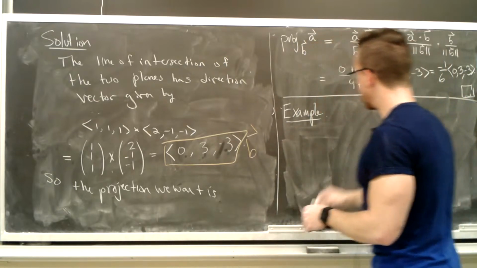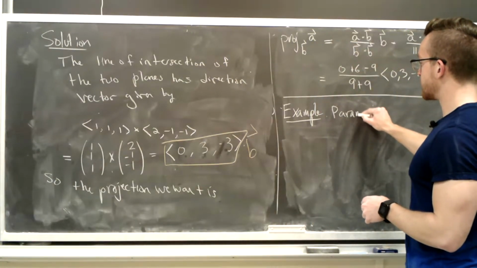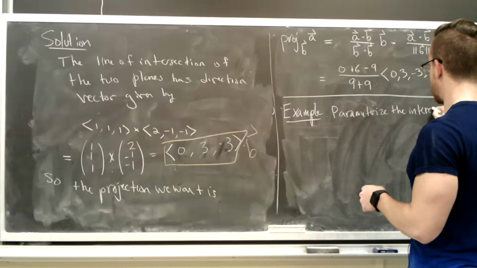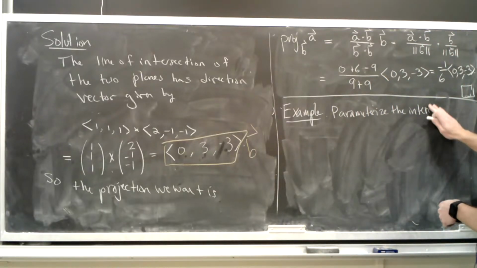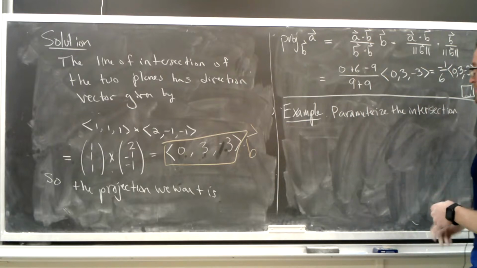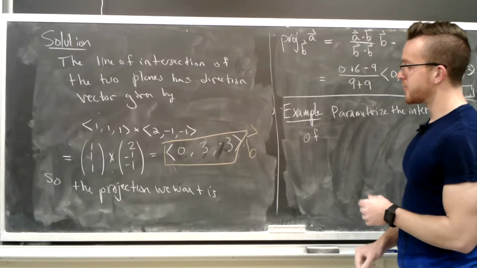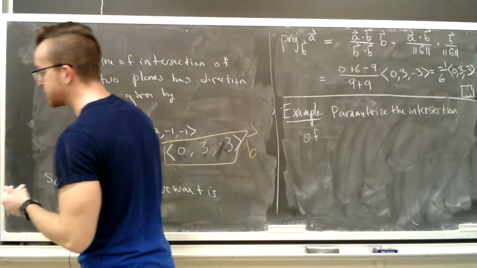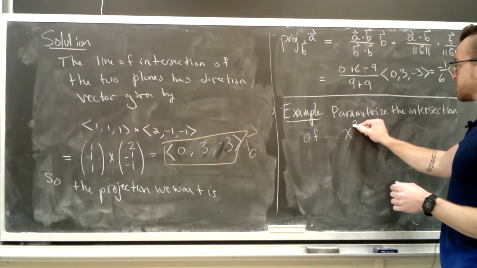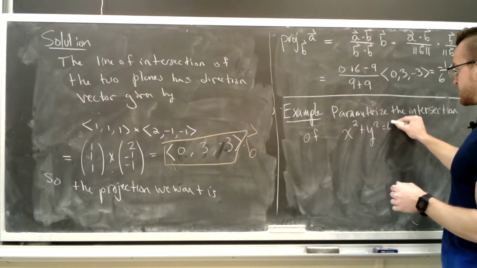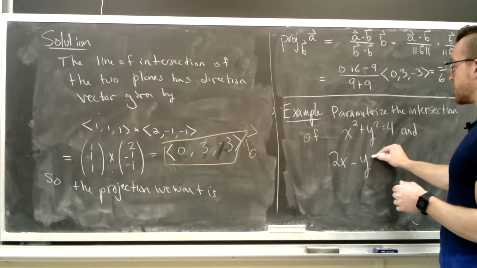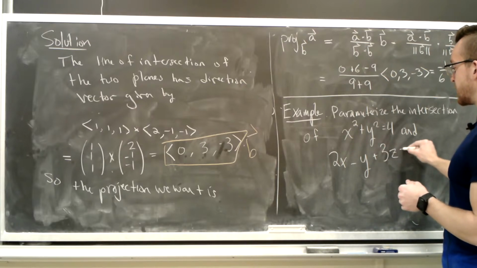Okay, next up, parameterize the intersection of the two surfaces. Let me say nothing too crazy. Let's just do x squared plus y squared equals 4. And then 2x minus y plus 3z equals 10.